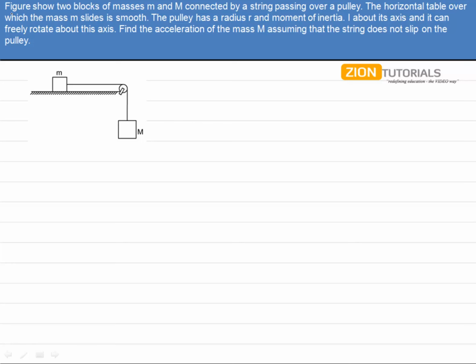As the question says, the figure shows two blocks of masses m and capital M connected by a string passing over a pulley. The horizontal table over which mass m slides is smooth. The pulley has a radius r and the moment of inertia I about its axis, and it can freely rotate about this axis. Find the acceleration of the mass capital M, assuming that the string does not slip on the pulley.